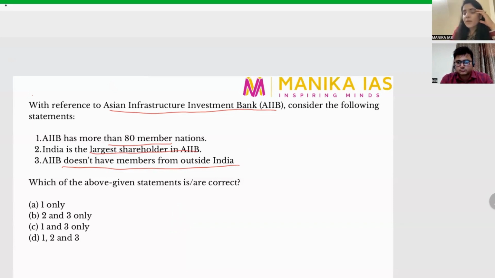The third statement becomes incorrect because, by common general awareness, African members are also there. Now look at the second statement. It said India is the largest shareholder in AIIB.